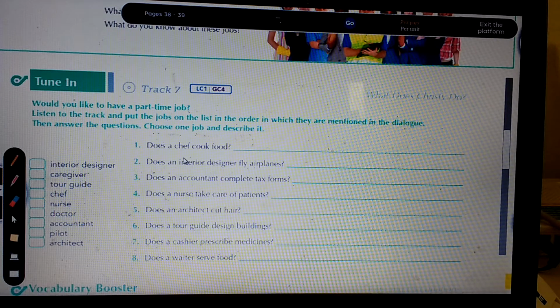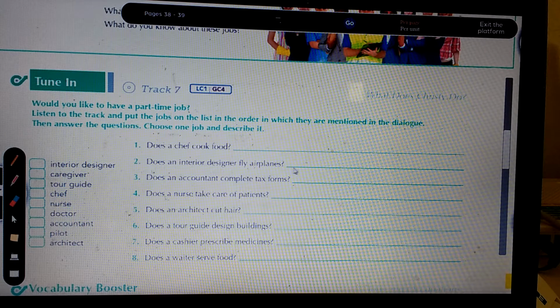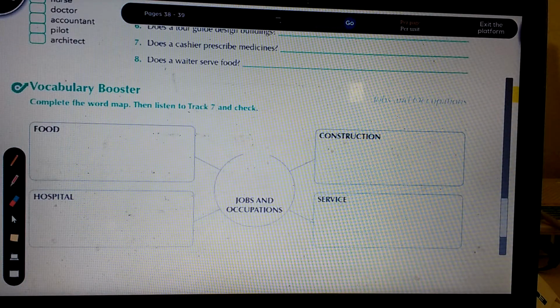For example, the first one says, does a chef cook food? This is a yes/no question. Yes, he does, or no, he doesn't, depending. Does an interior designer fly an airplane? Yes, he does, or no, he doesn't. After you finish with this exercise, you have to move to the vocabulary booster. Complete the word map, then listen to track 7 and check.